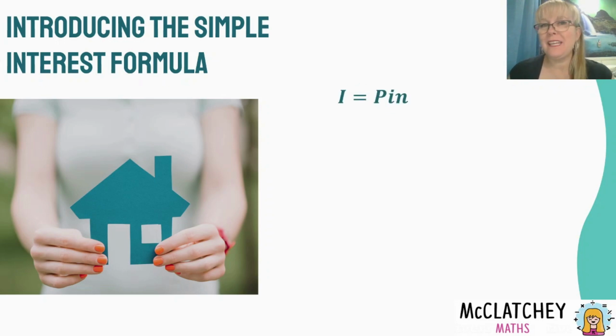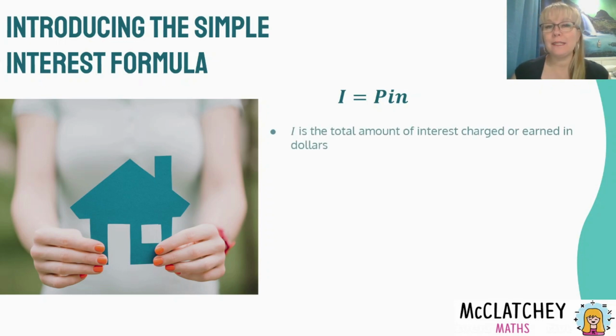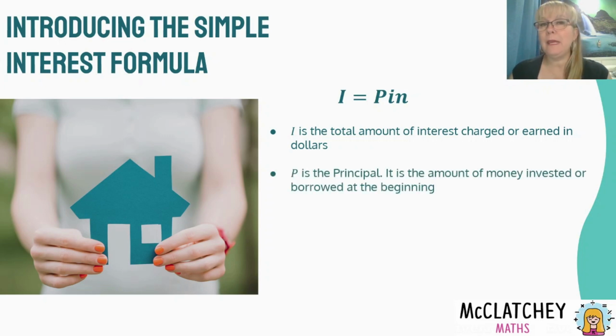And here's the formula here. I equals PIN. You may see it in other textbooks as PRT. Doesn't really matter as long as you know how to use it. And I'm going to show you now what these different variables in this formula mean. Firstly, we have capital I, which is the subject of our equation. It is the total amount of interest that is charged if you've got a loan or earned if you have an investment, in dollars. Capital P is the principal.